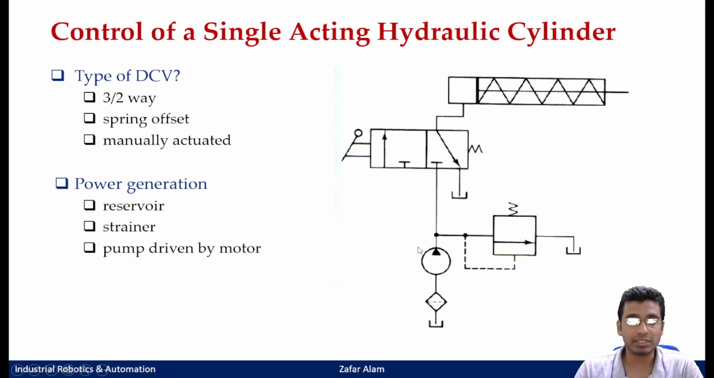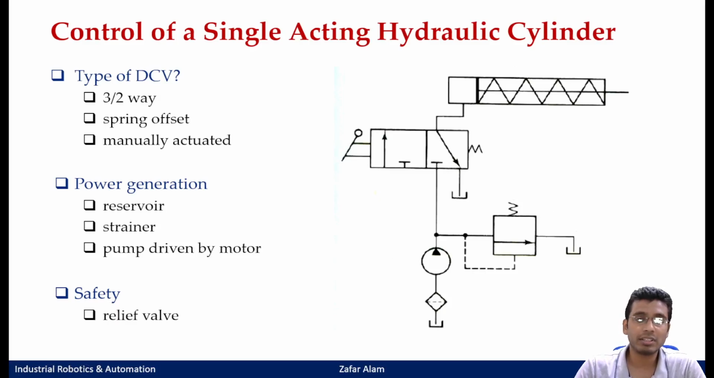Apart from this, this is a single acting cylinder here, and this is a valve, the DCV. Then this is your power generation from here, comprising your reservoir, strainer and your pump, and of course this pump will be driven by a motor. Now if you can see, what is this feature here? This is a safety device, known as a relief valve.